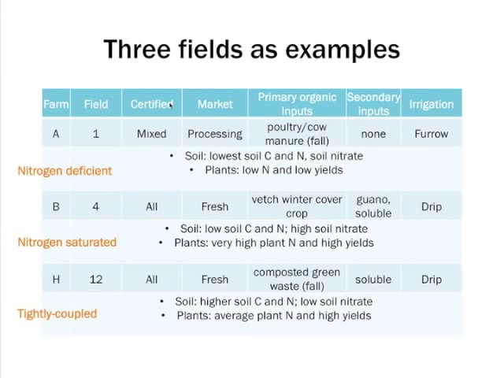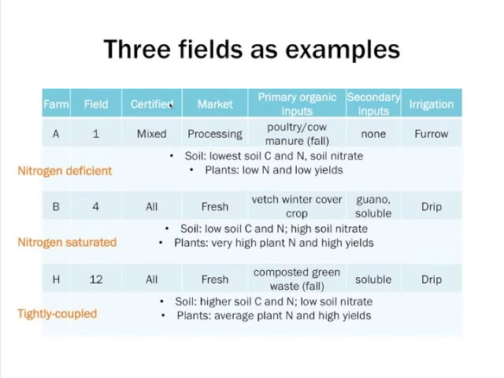And so let's zoom in on three of these fields and look for these scenarios that we hypothesized existed. So field one is an example of a nitrogen deficiency scenario. The soil had the lowest soil carbon and nitrogen, very low soil nitrate. The plants also had low nitrogen and pretty low yields.